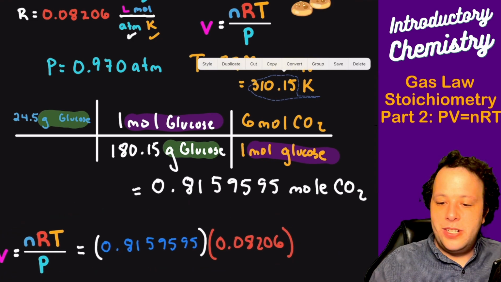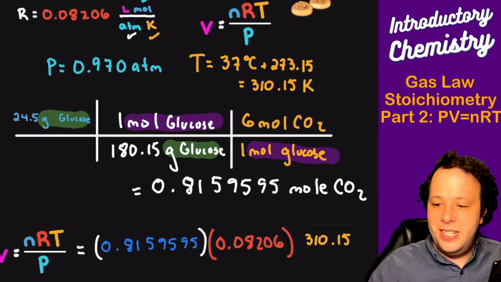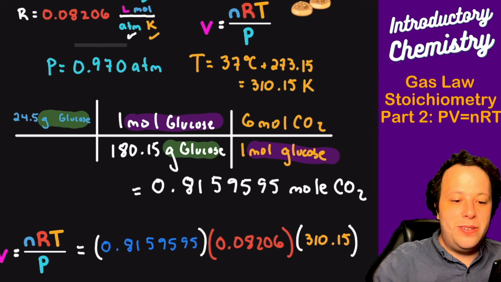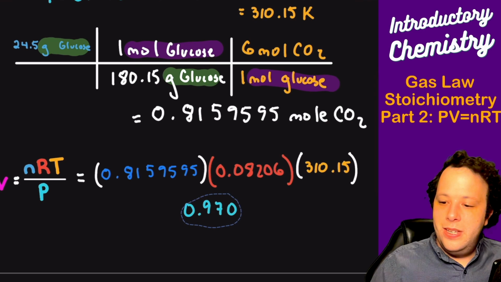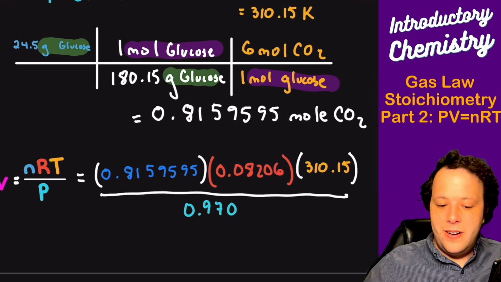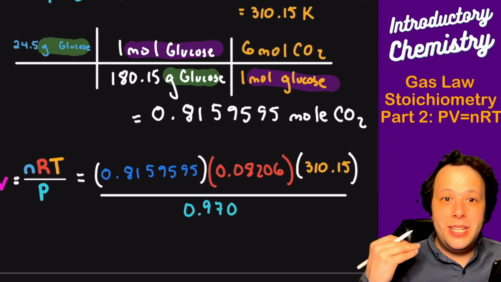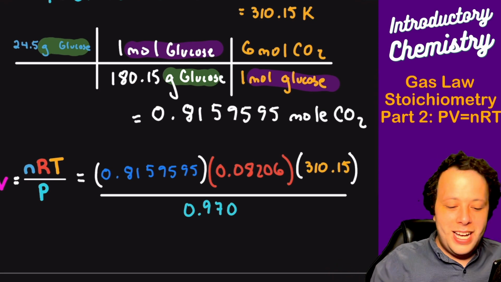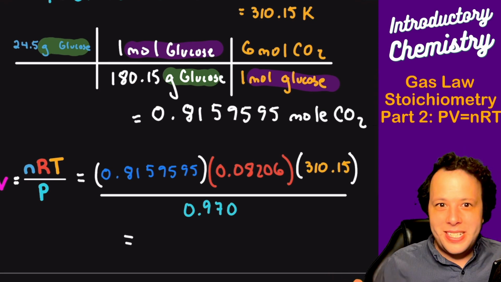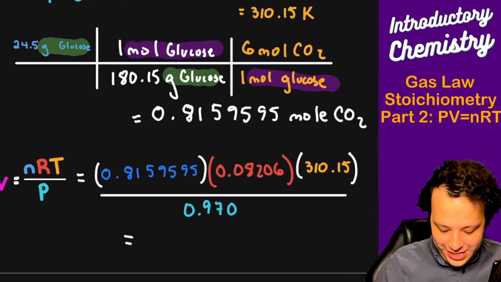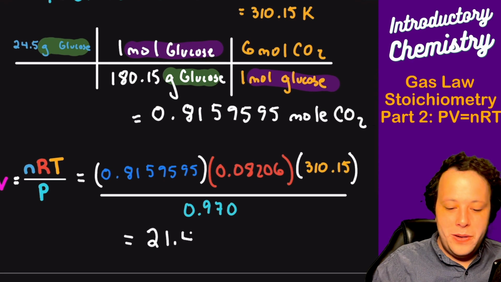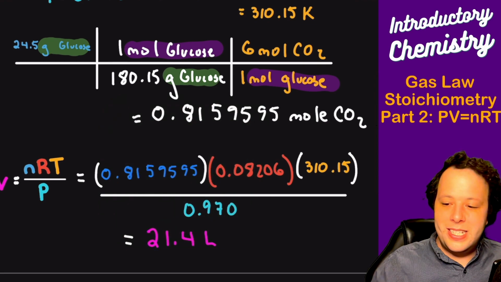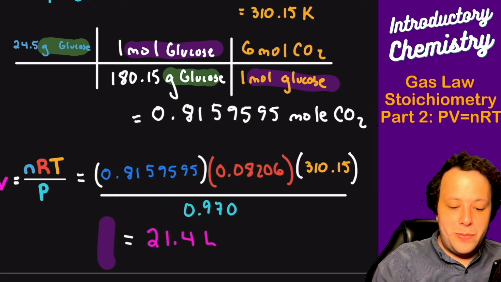And I apologize for not putting units into this, but it also saves space. And then we're going to divide all that by 0.970 atmospheres. Okay, so that's going to be on the bottom. And then we're going to divide everything. All right, so when we put all that into our calculator, we'll take 0.8159595, times that by 0.08206, times by 310.15, then divide by 0.970. And what you're going to get is 21.4 liters as your final volume, right? So that is our answer and how we do these harder problems, okay?